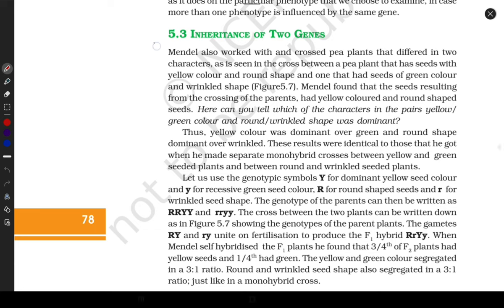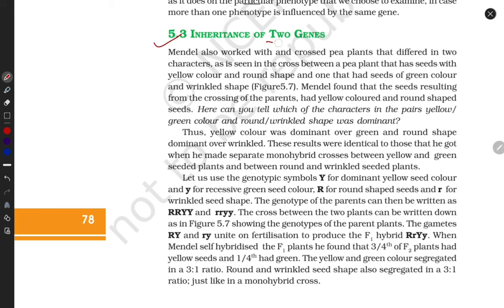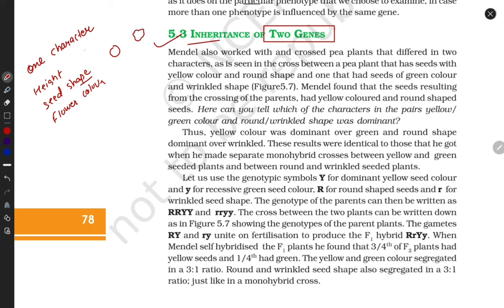Let's start with inheritance of two genes. Guys, in our previous lecture, we studied inheritance of one gene. It means that previously, when we crossed, we took only one character at a particular time, like height, seed shape, or flower color. Flower color may be purple and white, seed shape may be round and wrinkled, height may be tall and dwarf.